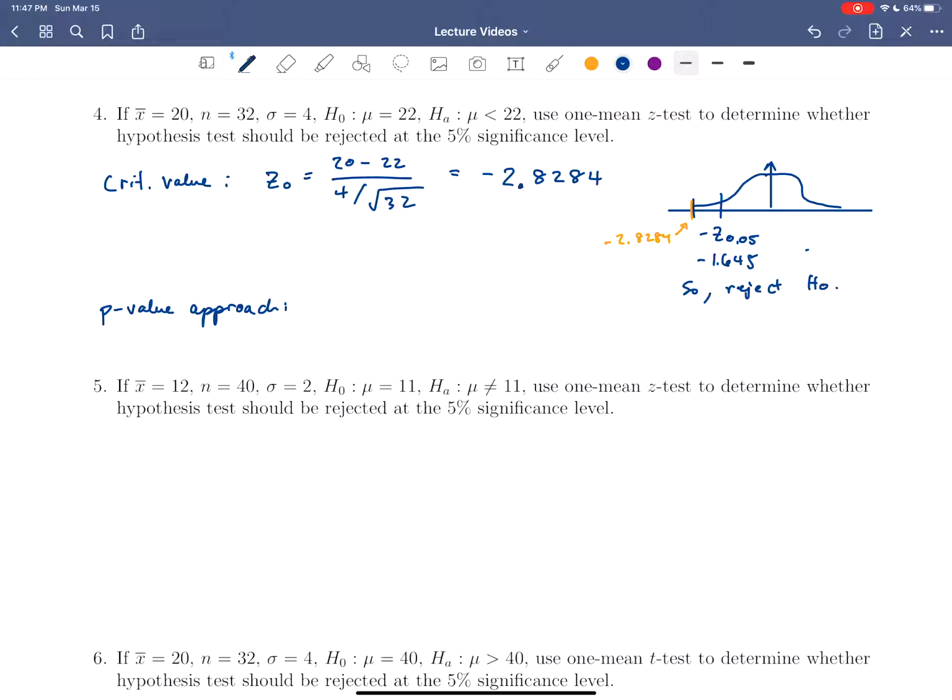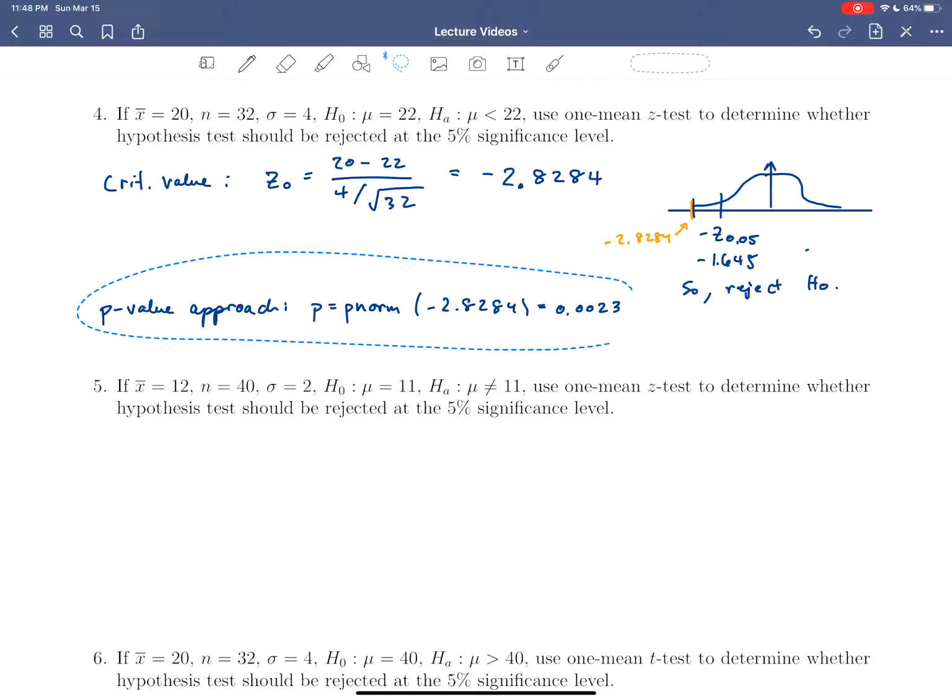That means that all we have to do to get the p-value is plug into R pnorm of negative 2.8284. Be as precise as you want. The fact that you have the actual value in R means you can just copy and paste it, but let's just look at pnorm of negative 2.8284. And it turns out that our p-value is going to be 0.0023. Okay, p-values I'll just take to 4 decimal places.